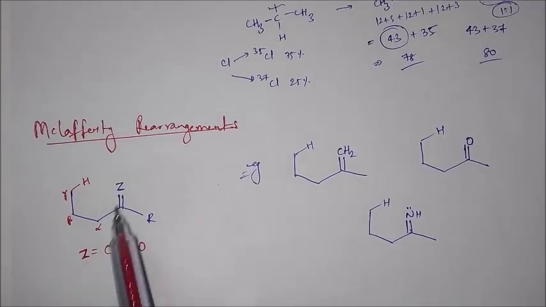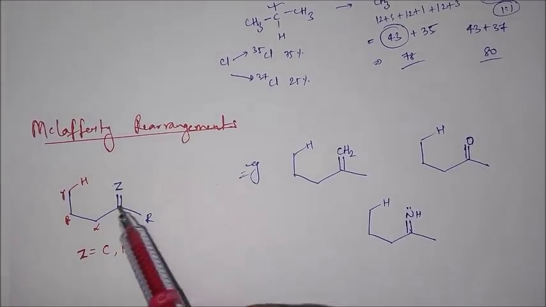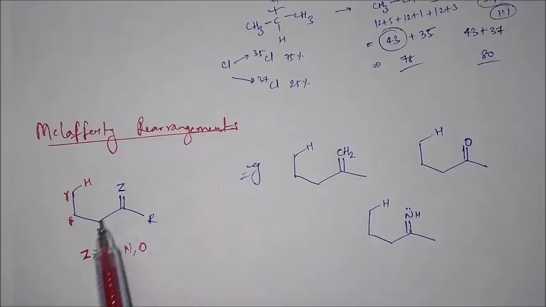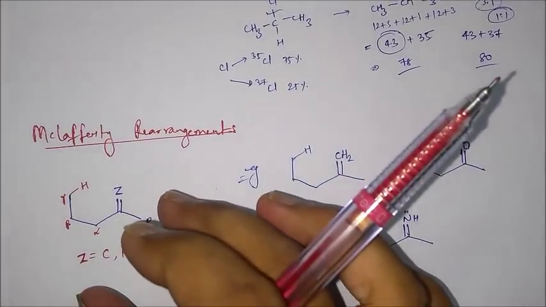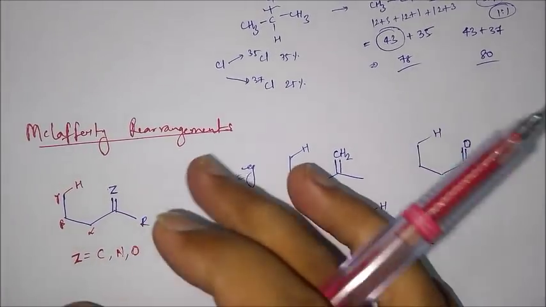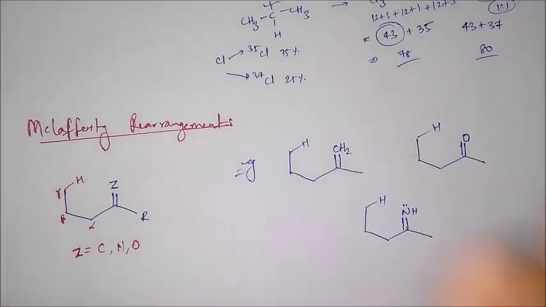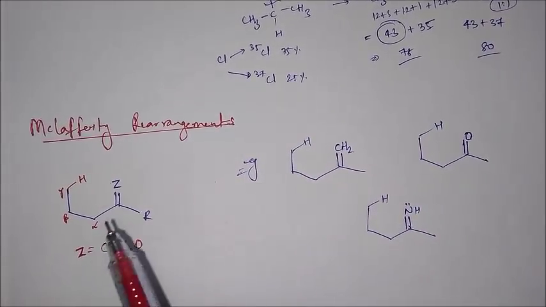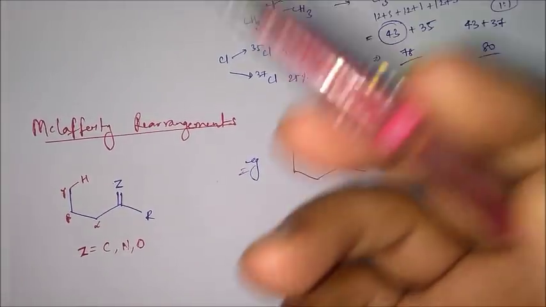Okay, so at the place of Z you can have carbon, nitrogen, or oxygen. If you have this structure, then McLafferty rearrangement is sure. There will be McLafferty rearrangement for sure. Okay, I will be solving one question and I will tell you how it will be done.